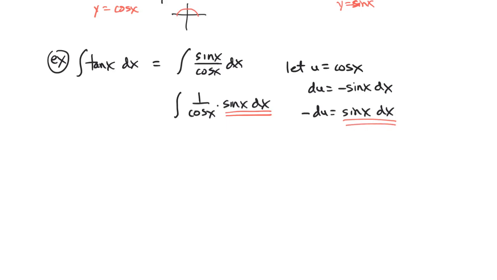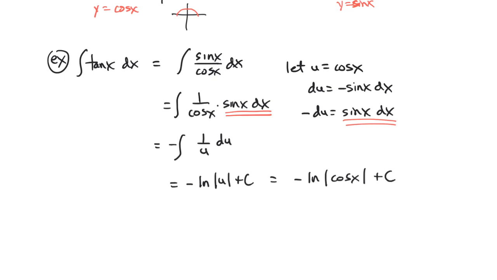So now we can do our u-substitution. So we would get 1 over u du, and the negative we can just bring out here. So when we integrate this one, we end up with negative natural log of absolute value of u plus c. And of course, when we resubstitute, we get negative natural log of cosine of x plus c.